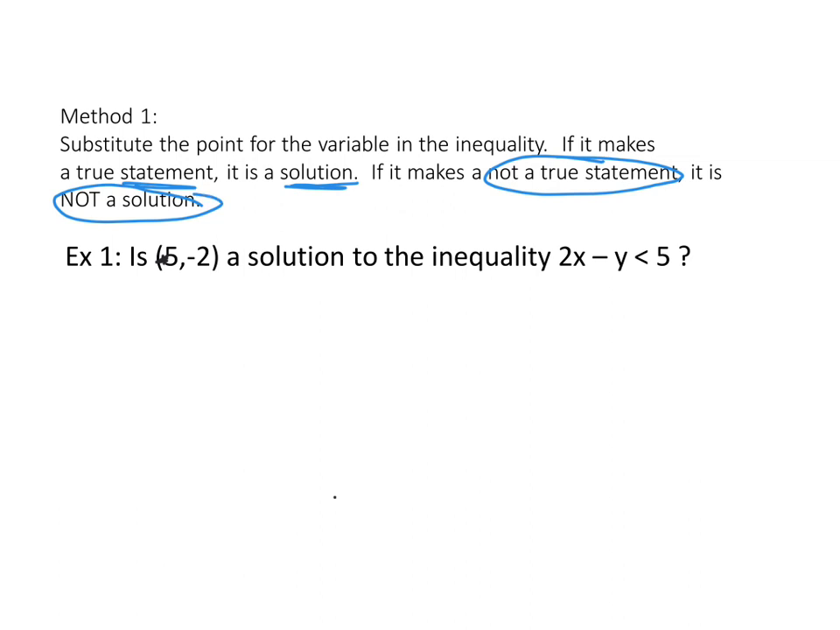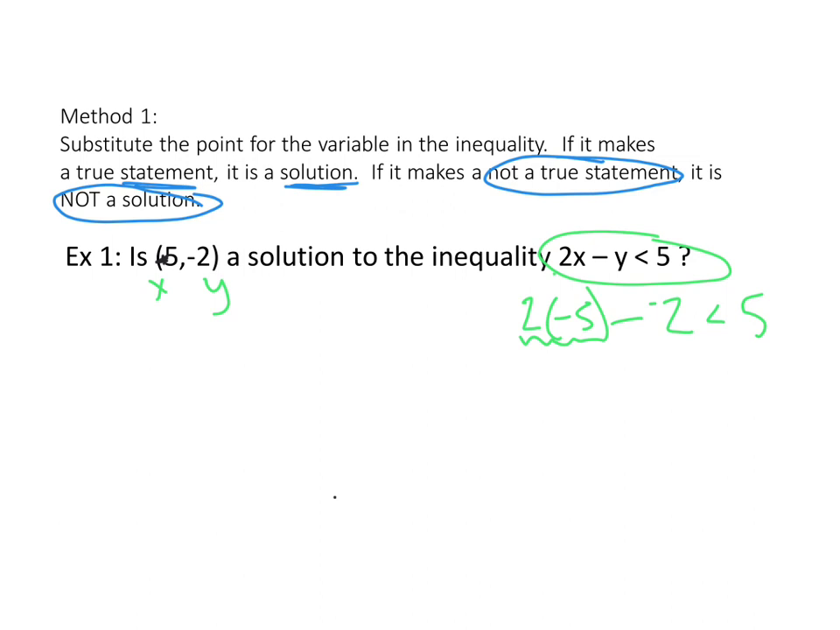So example 1 says, is (-5, -2) a solution to the inequality 2x minus y is less than 5? So our x is -5 and our y is -2. So we're going to plug it into this inequality here. We're going to bring down the 2. Well, we just said our x value is -5. So 2 times -5 minus our y value, which we said is -2, and bring down that less than 5. Okay, and then we're going to simplify.